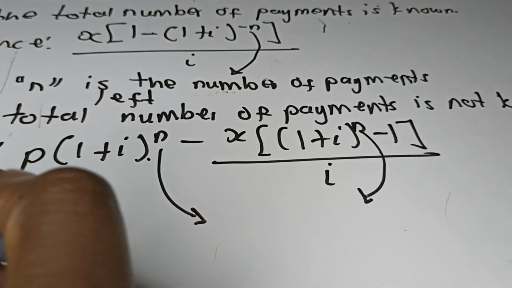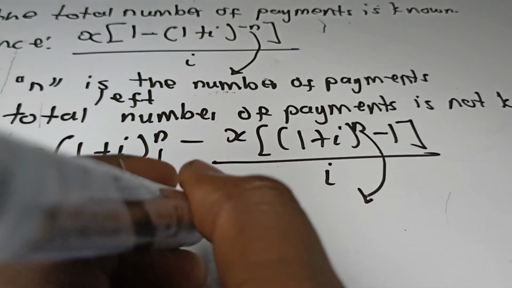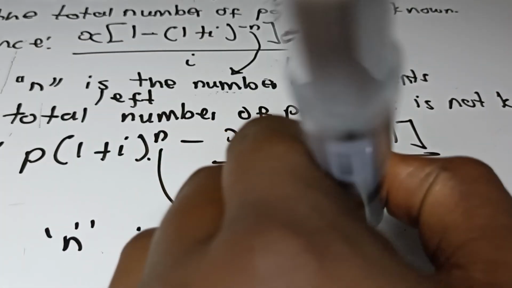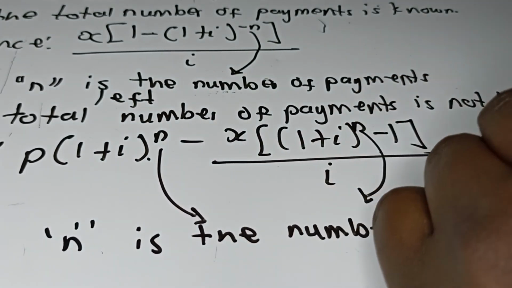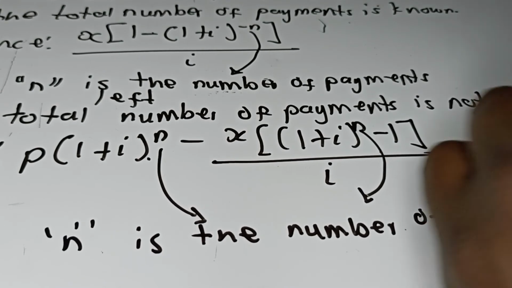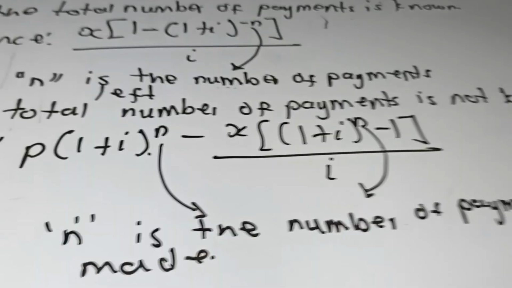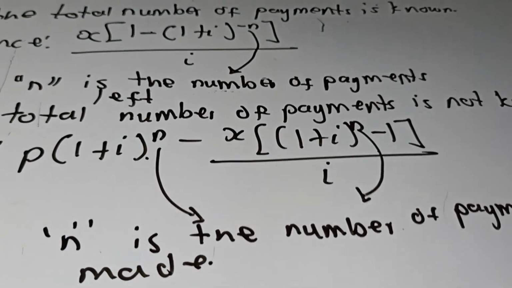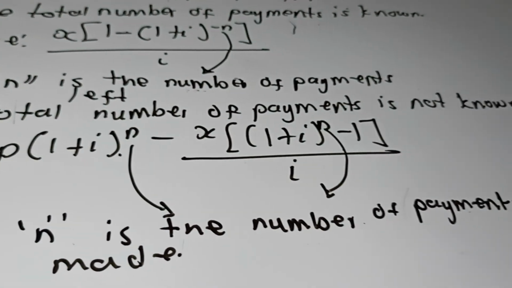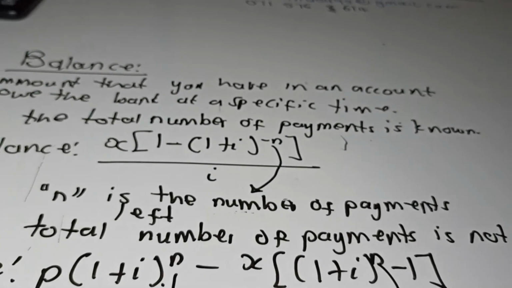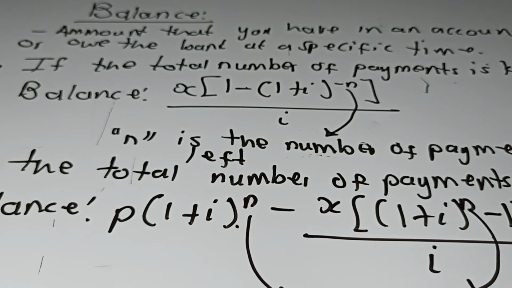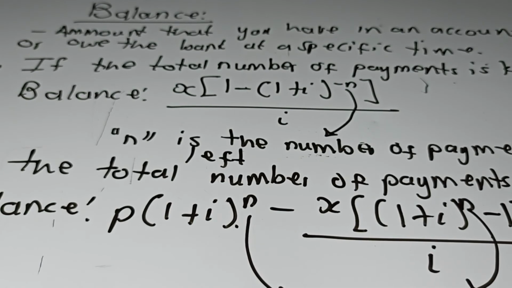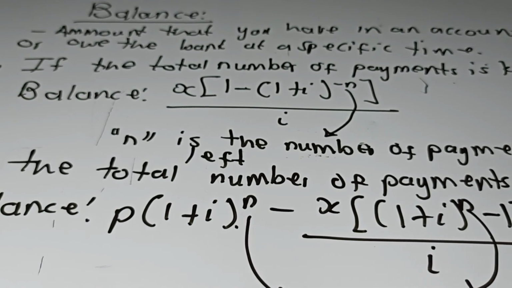Note this down, that n is the number of payments already made. That's it guys. When you're dealing with the balance here, I'm just taking you through the formulas. I want you to master the formulas and know how to differentiate all of them before you tackle the questions.